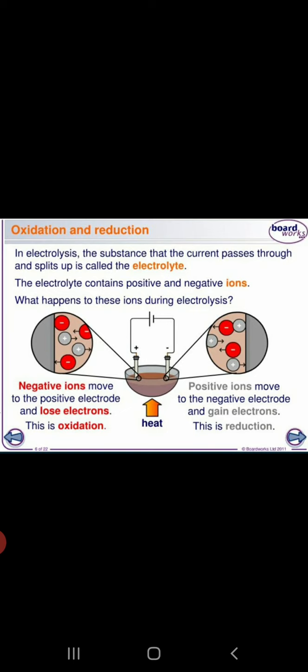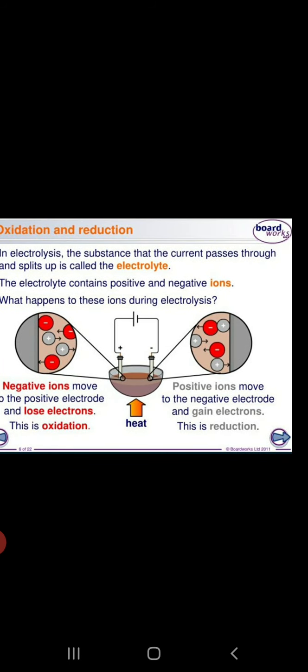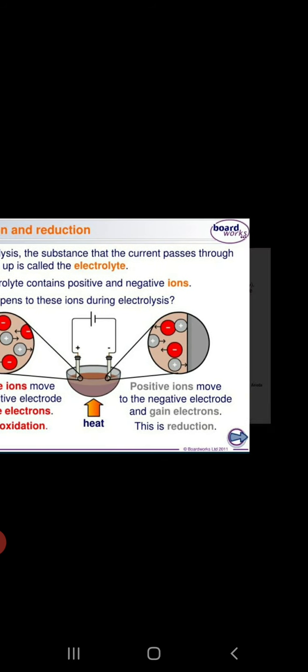In electrolysis, the electrolyte contains positive and negative ions, so their movement is basically an oxidation reaction or a reduction reaction. This information is good to know for you all, as we will not study oxidation and reduction in detail, but just good to know is that the movement of the electrons and the ions is basically oxidation and reduction. Now we will go ahead and study electroplating.